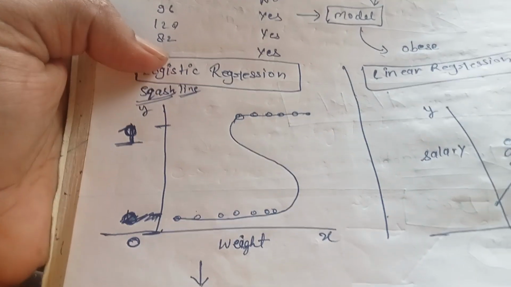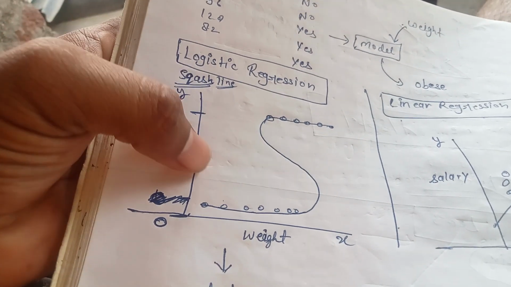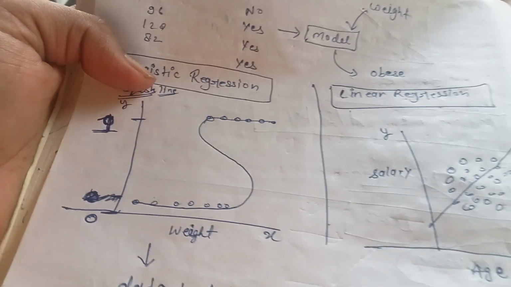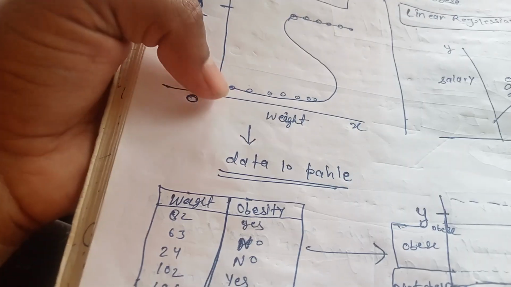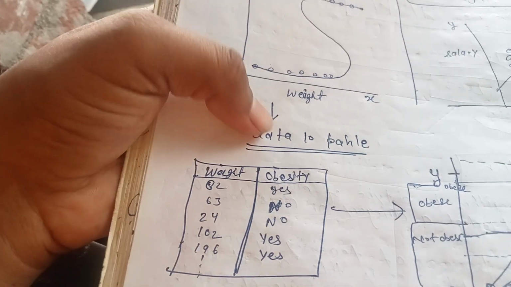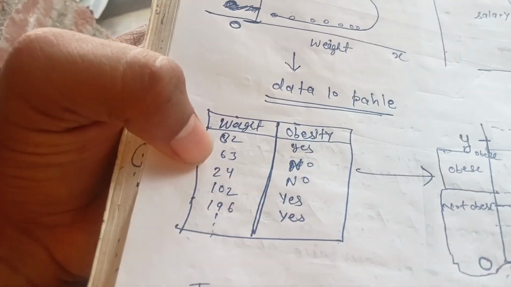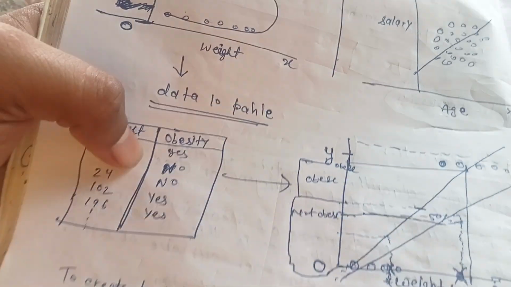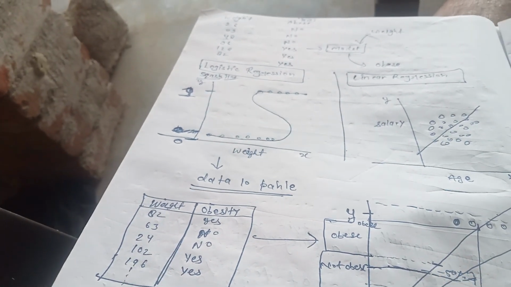एंड लॉजिस्टिक रिग्रेशन, हियर वी हैव where we make a line like squares. Okay, and in the linear regression we create a best fit line like a straight line. And you can see डेटा जो 10 पहले हमने लिए, और यहाँ पर 82 63 यहाँ पर डेटा है कुछ इस तरह से। देन हमने यहाँ पर प्लॉट कर दिया कि 50% वाले उधर जो है वो ओबेस हैं, 50% वाले इधर जो है नॉट ओबेस हैं, यहाँ पर देख सकते हैं.